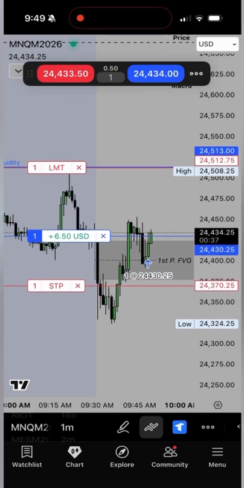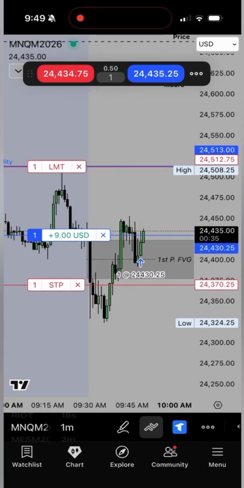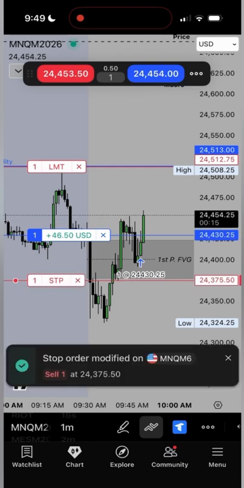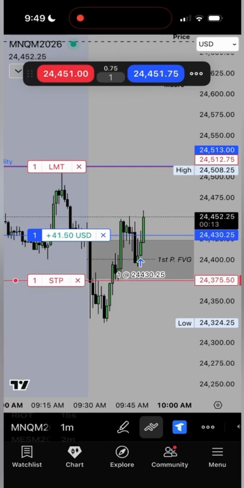It looks too clean. I don't think that they're going to leave that intact. So I set that as my terminus. So I'm using that first presented fair value gap as an inversion fair value gap. I have my stop placed at the low of that first presented fair value gap.